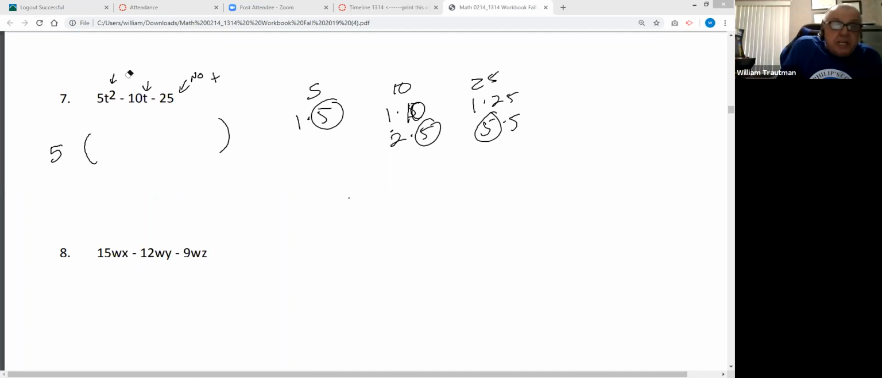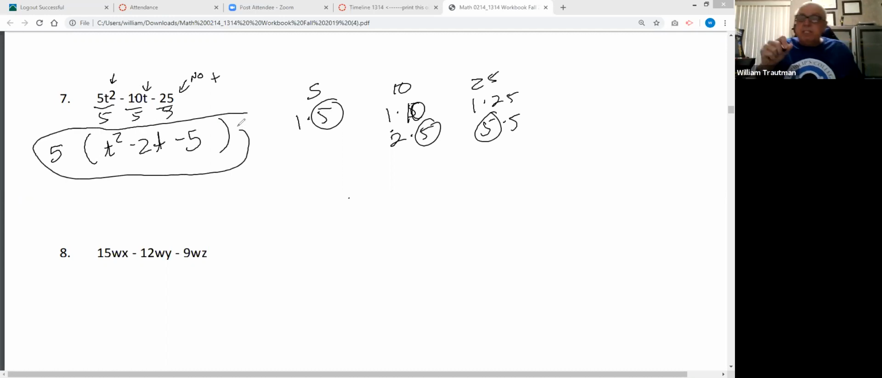So the only thing I divide all 3 of these by is 5. 5 divided by 5 is 1 T squared. 10 divided by 5 is a negative 2T. 25 divided by 5 is 5. You don't take a T out or a letter out unless it's in all 3 of them.